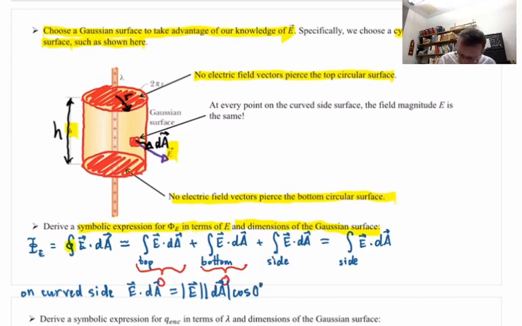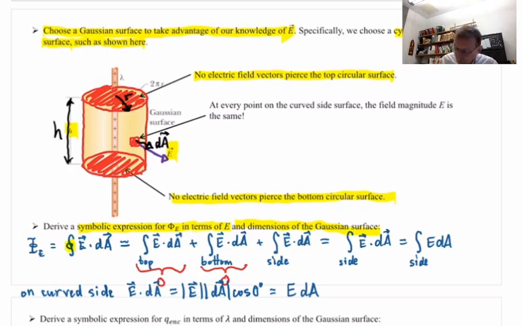Now the cosine of 0 is 1, so that's just going to be magnitude of E on the curved side, I'm just going to write it like that, times the magnitude of dA, which I'm just going to write like that. Okay? So over here then in my integral, I'm integrating over the curved side, magnitude E times magnitude dA. I have now collapsed that dot product into those two magnitudes multiplied together.